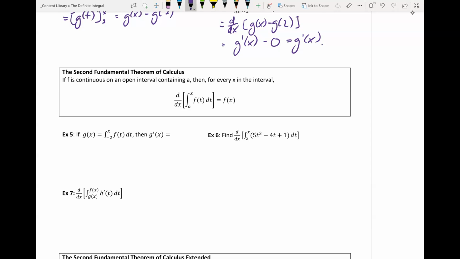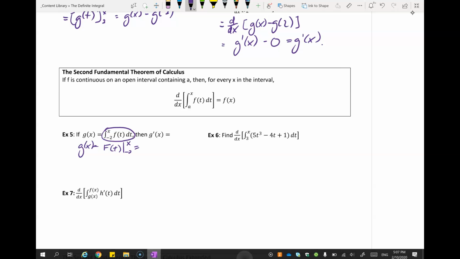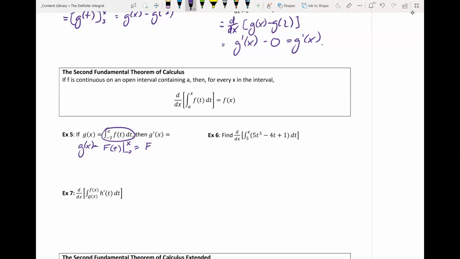So we have g of x. We want to find g prime of x. Let's simplify this g of x a little bit more by trying to evaluate that. So the antiderivative of f of t is going to be, let's say, capital F of t is our antiderivative, and then we'll evaluate this from -2 to x. This is going to be then F of x minus F of -2.